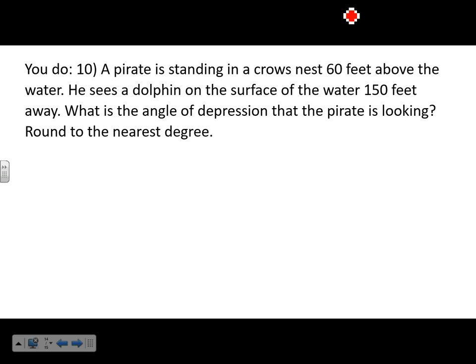The next one, a pirate standing in a crow's nest 60 foot above the water. He sees a dolphin on the surface of the water 150 feet away. Again, I'm going to assume that's away from the boat. If you're not sure, please ask. What is the angle of depression that the pirate is looking?